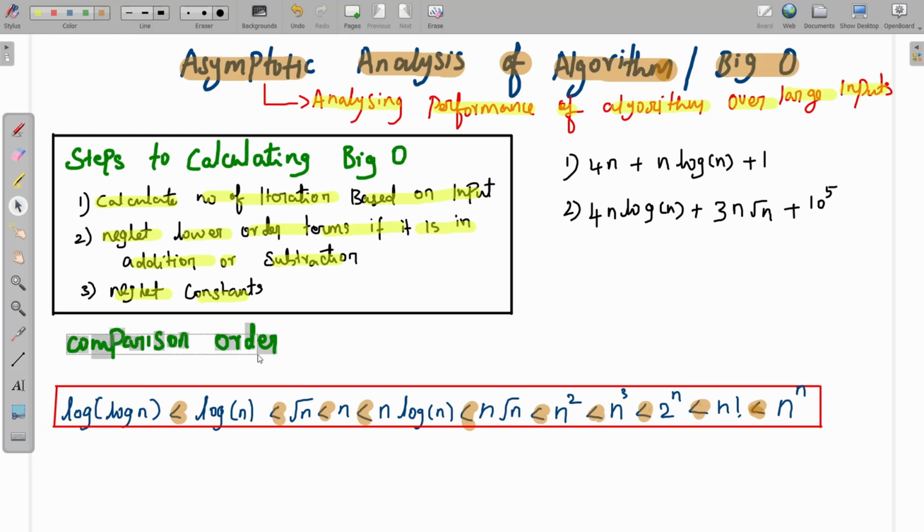The first in the comparison order is log of log n. This is less than log n. Log n is less than root n. Root n is less than n. n is less than n log n. Here n is the given input; at the end of the day, we are finding the number of iterations. So n log n is less than n root n. n root n is less than n square. n square is less than n cube. n cube is less than 2^n. 2^n is less than n factorial. n factorial is less than n^n.